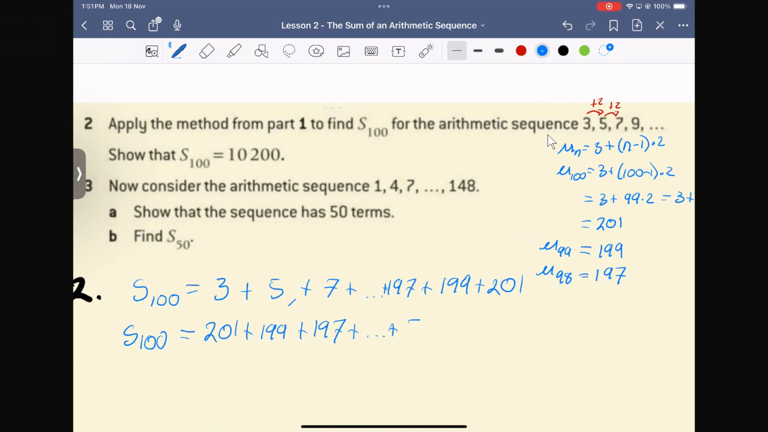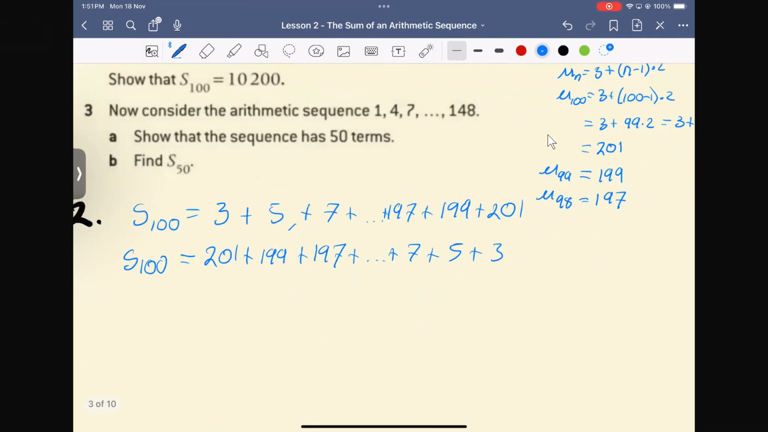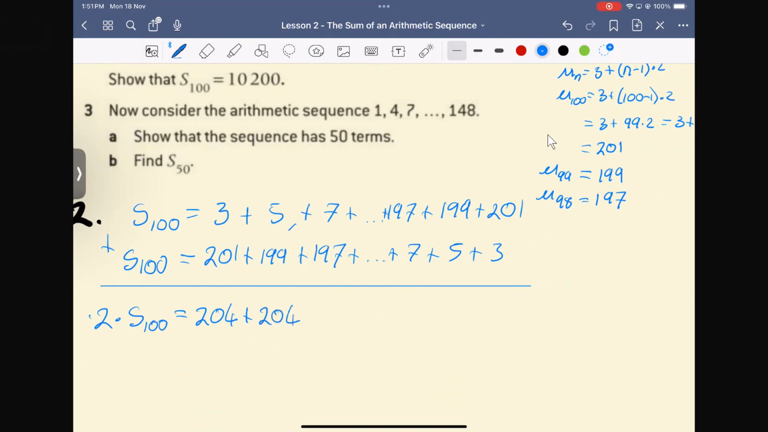plus 3. So adding the two equations together, if I take these two equations and add them together, we get two lots of the sum of 100 terms. What's 3 plus 201? 204. 5 plus 199? 7 plus 197?